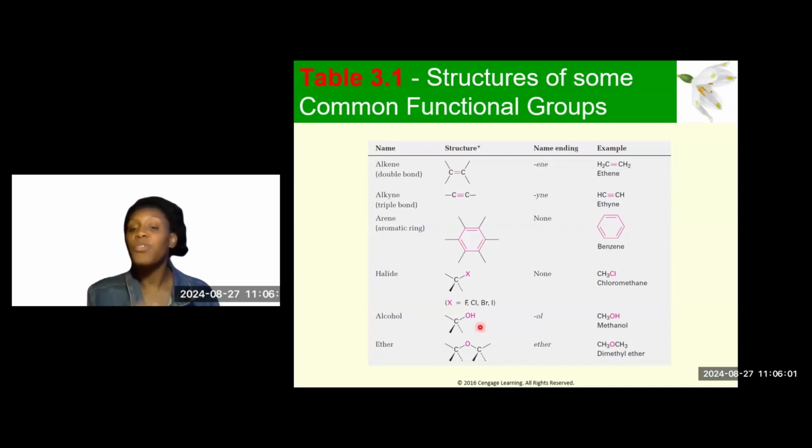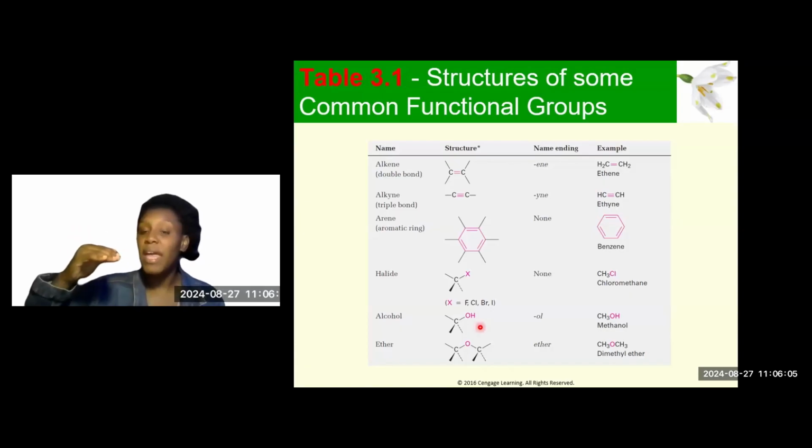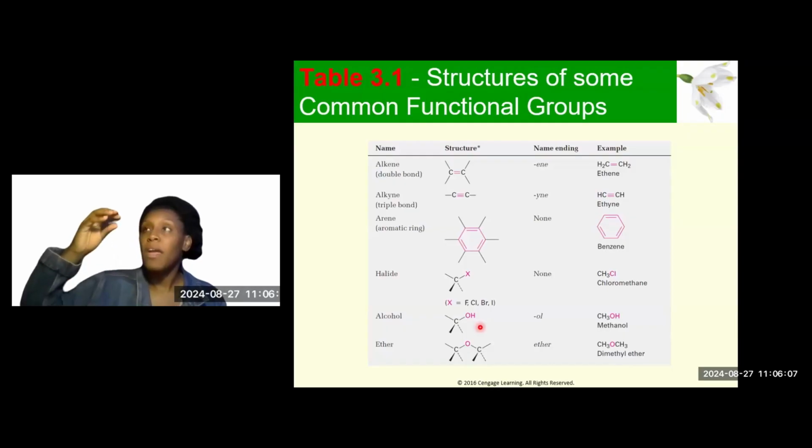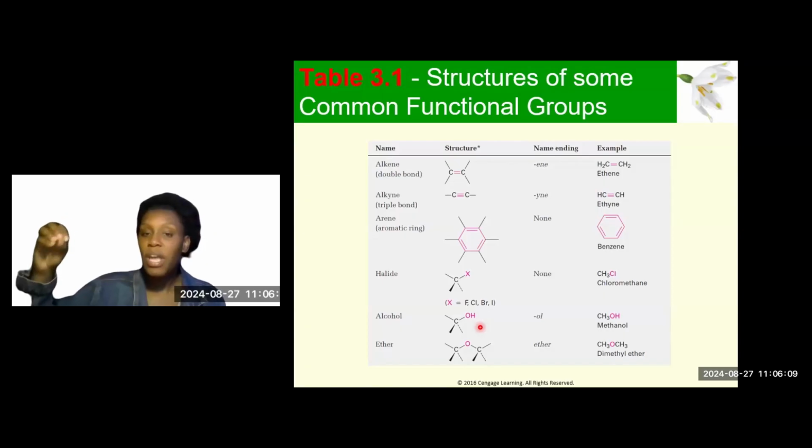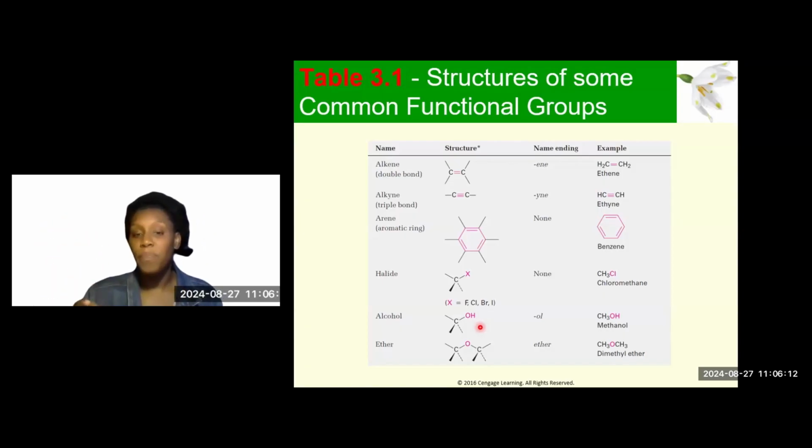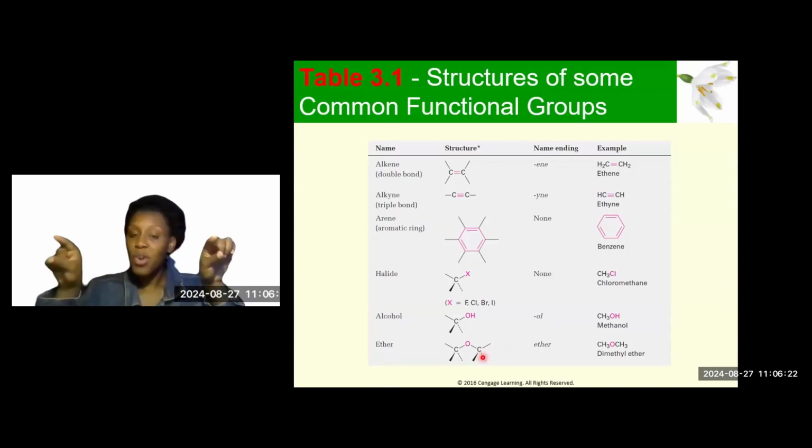Next, you have OH groups. Those are referred to as alcohols. So when you have an OH group attached to an organic structure, that's considered an alcohol. And the ending of alcohols is ol. Next, we have ethers. So when you have an oxygen and then two carbons that are single bonded to it, that is called an ether.